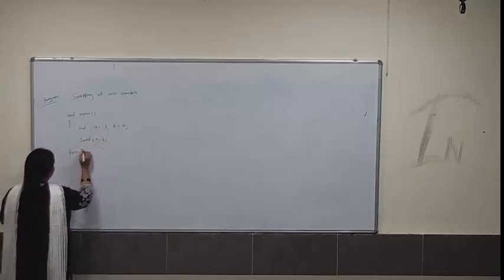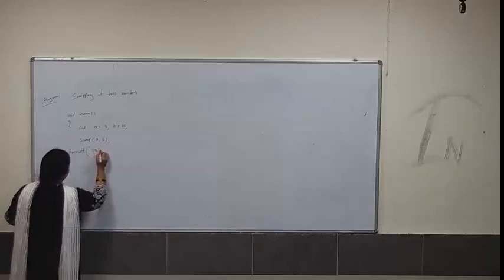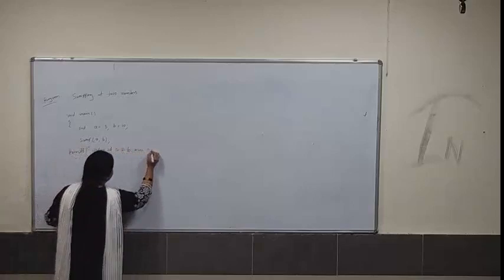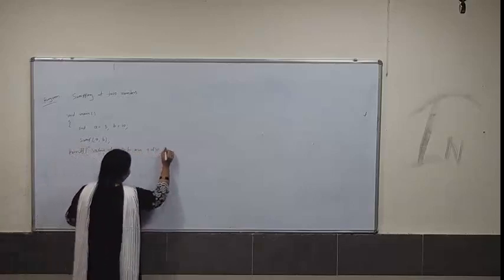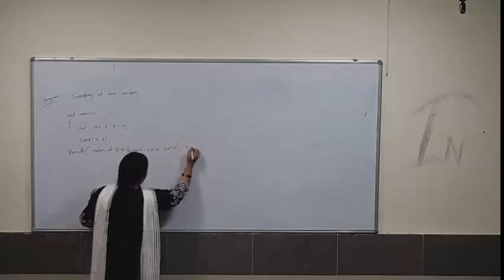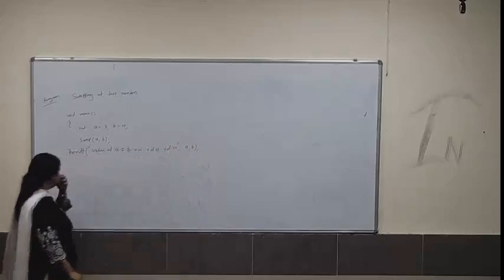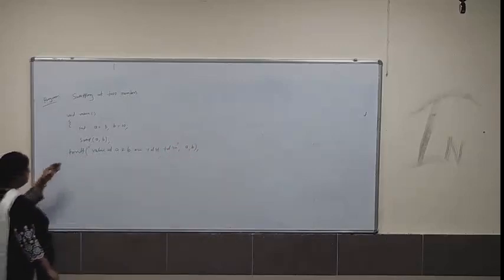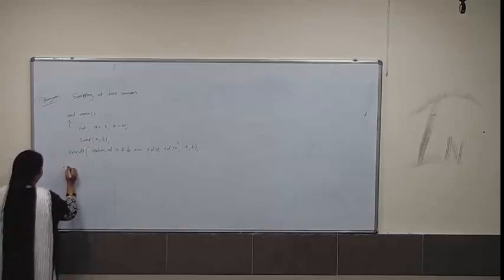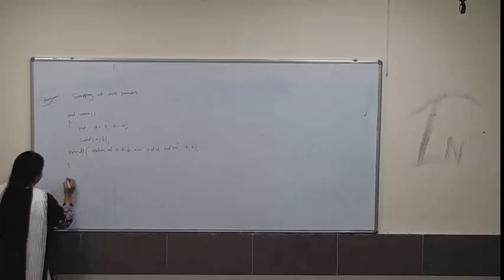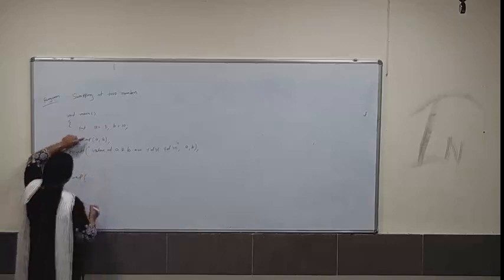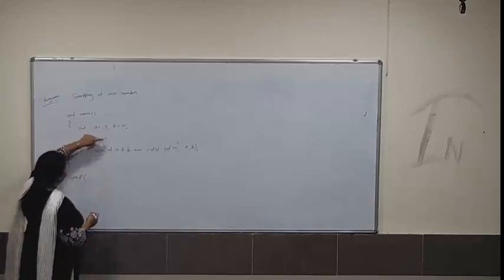Now printf "value of a and b are %d". This is a simple statement by which you will get the values of a and b. Now swap is a function, and here we are passing the values of a and b.